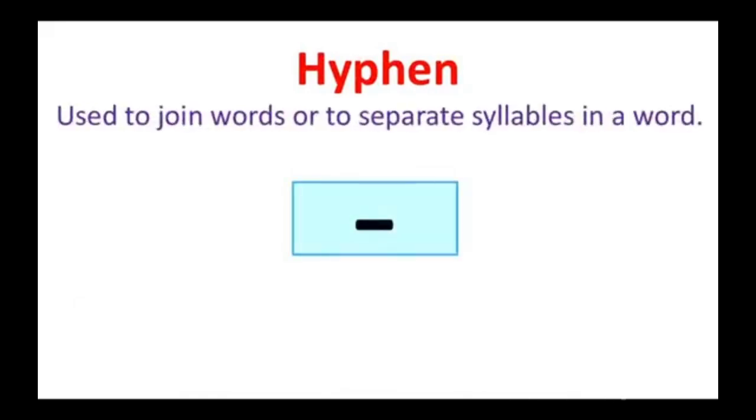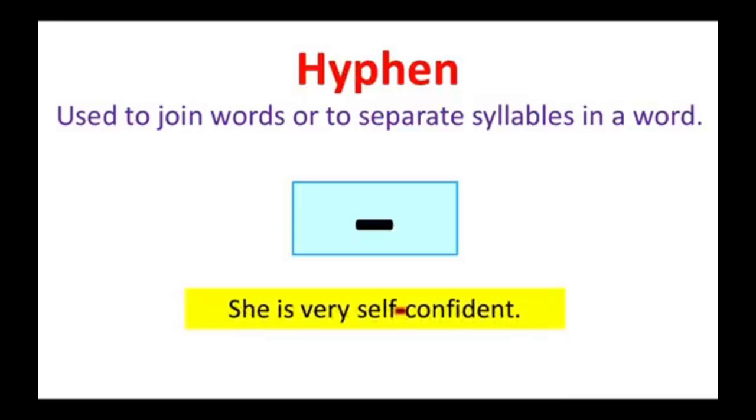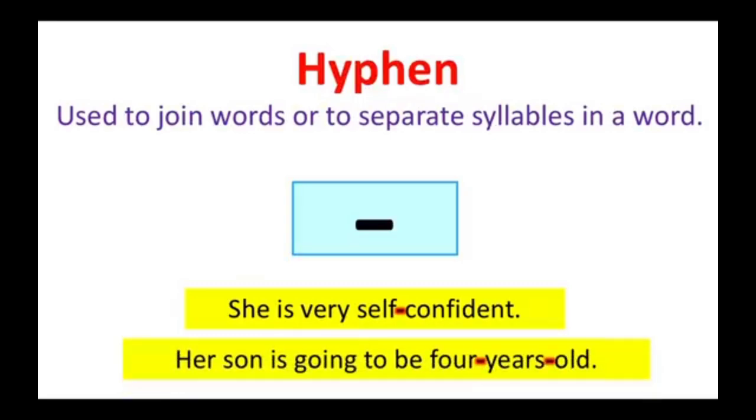Hyphen. A hyphen is used to join words or to separate syllables in a word. For example, she is very self-confident. Her son is going to be a four-year-old.